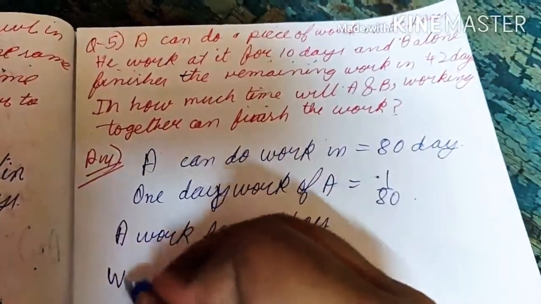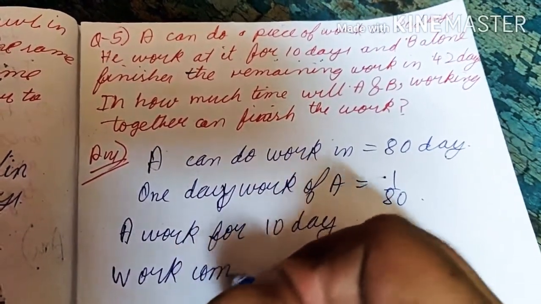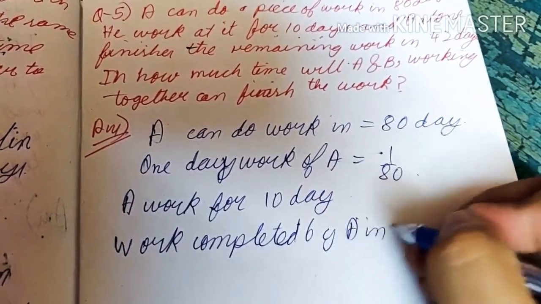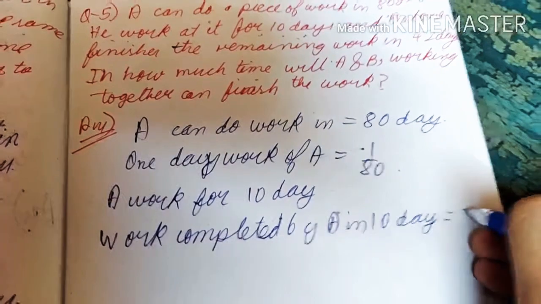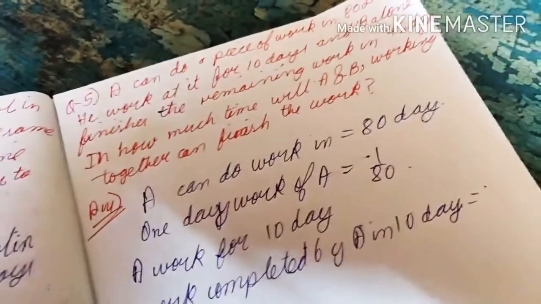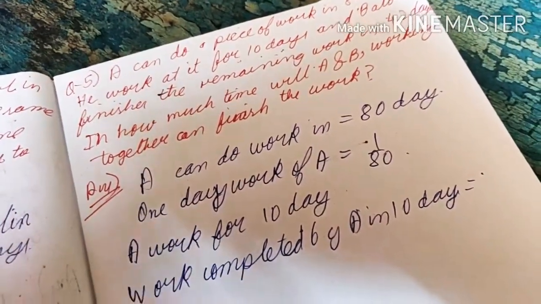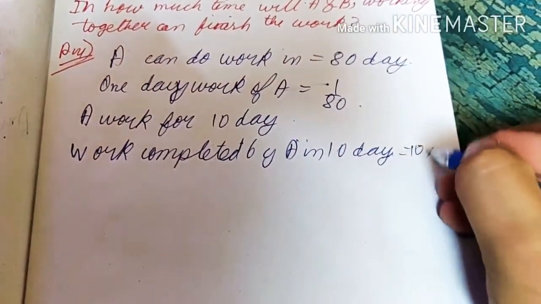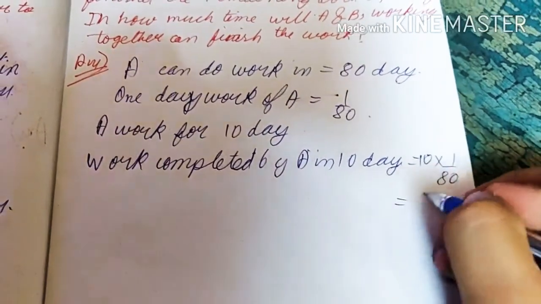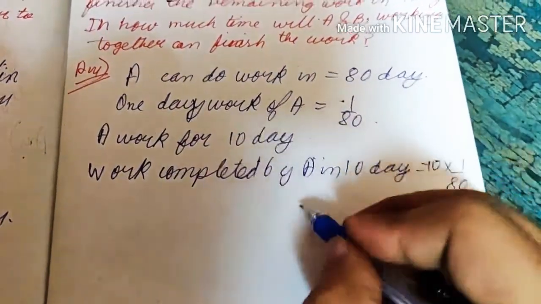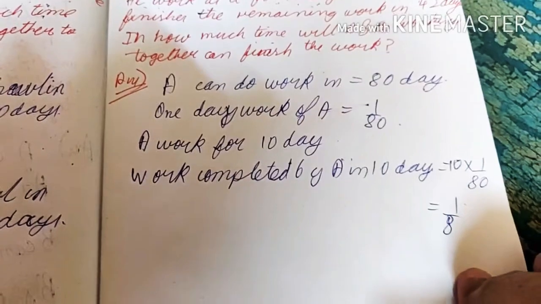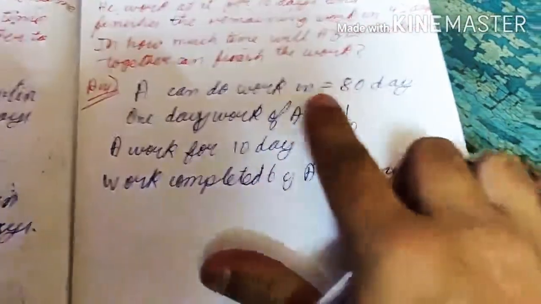Okay, so the work completed by A in 10 days is equal to, in one day he completes 1 by 80th of the work. Then he works for 10 days. That is, each day he is doing 1 by 80 work. In 10 days, he completes 1 by 8th of the work. This work is done by A in 10 days. Means he worked for 10 days on it and then he left.